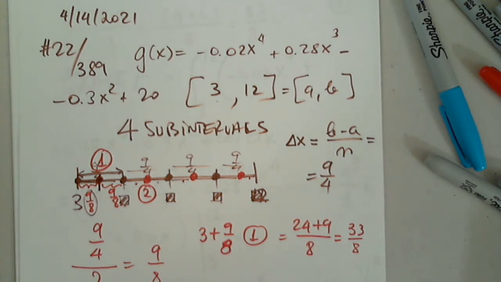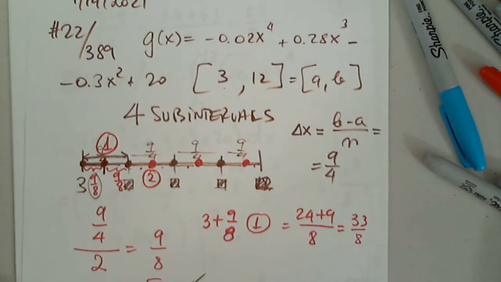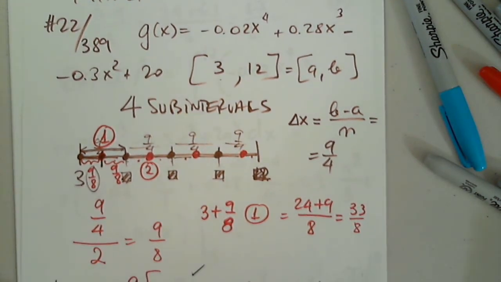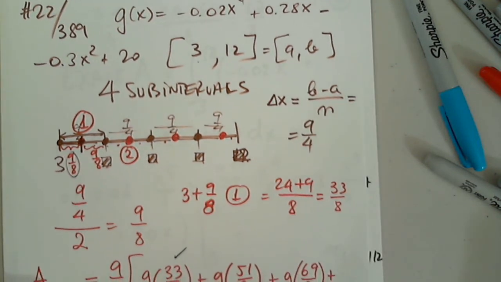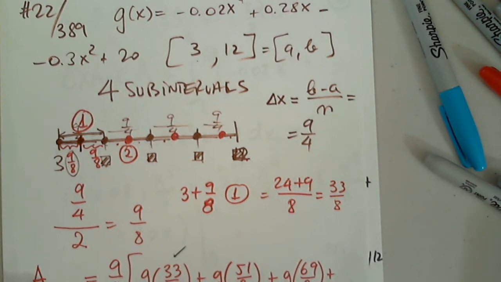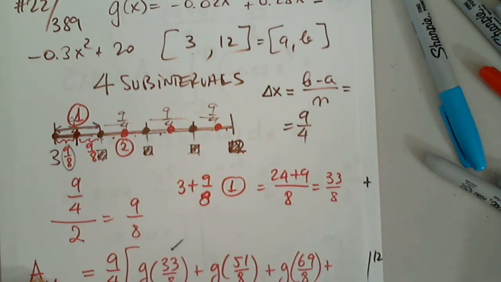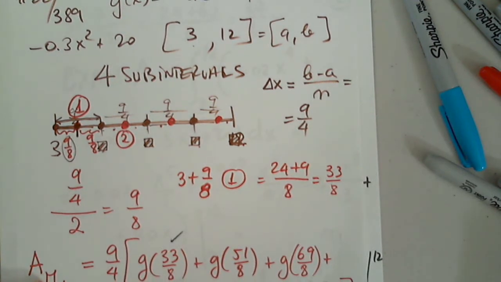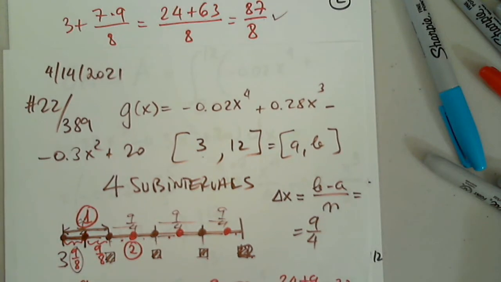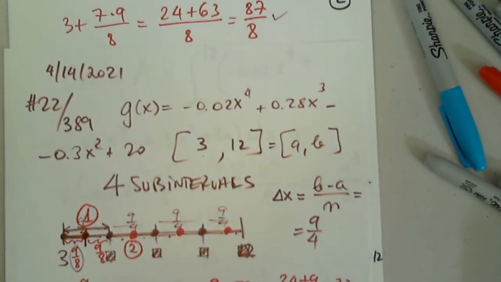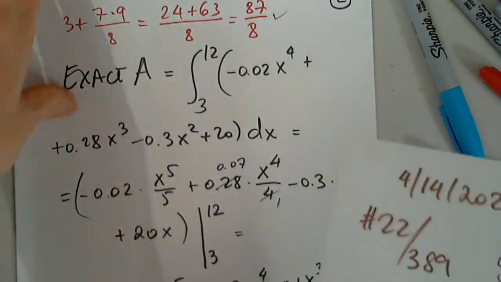Okay, so now I go to second and table, and I will enter my numbers. So 33 divided by 8, and then 51 divided by 8, and then 69 divided by 8, and 87 divided by 8. Okay, finally I'm going to copy these numbers.